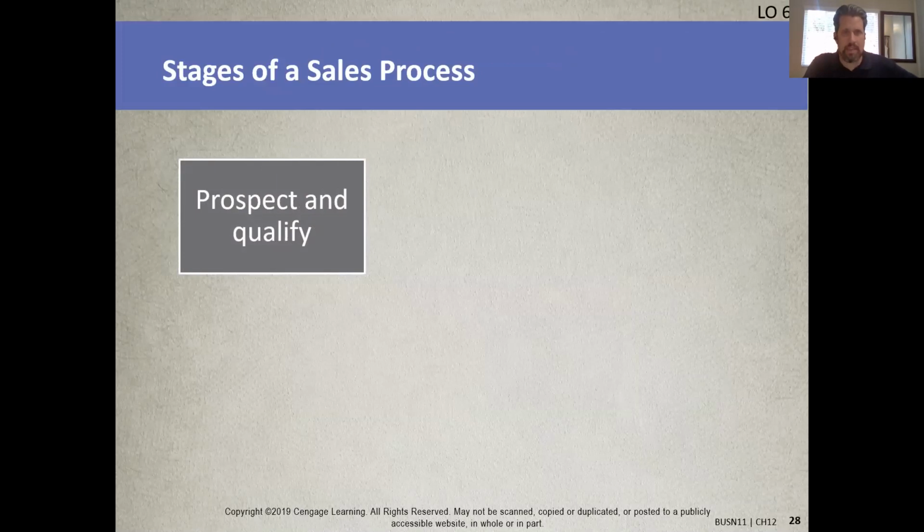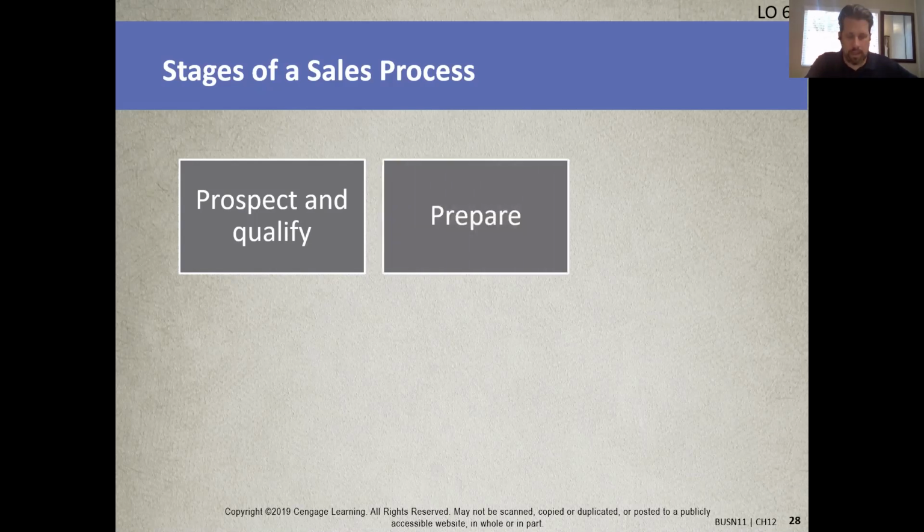Stages of the sale process. Prospecting means identifying potential customers. Qualifying means choosing those who are most likely to buy a product. Before making a sales call, research is critical, especially in a business environment.